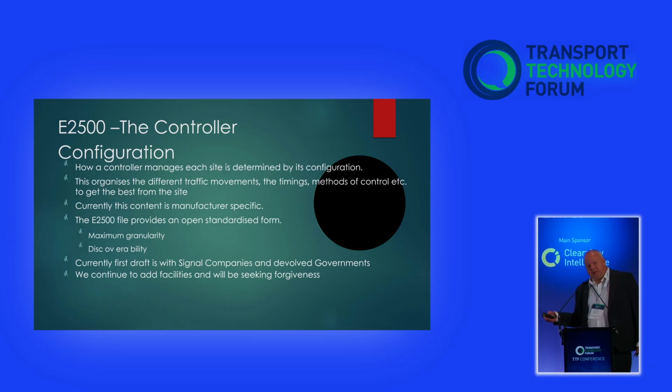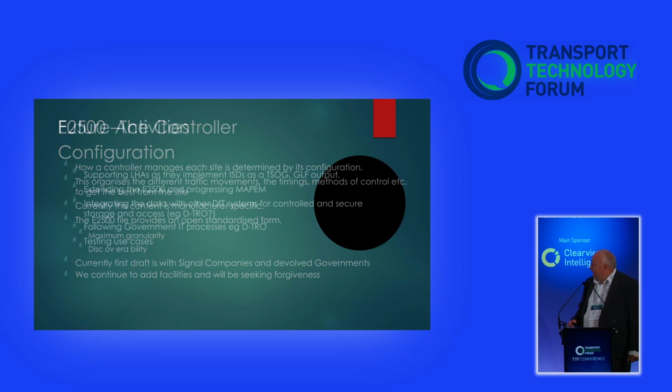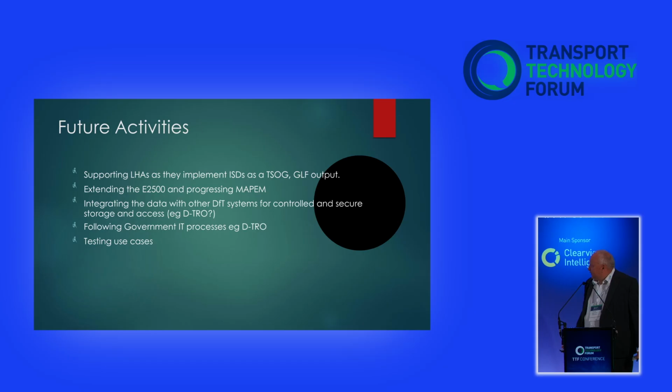So we've got a draft that's gone to the signal companies for them to look at and say, oh, change that, whatever. It's also gone to the devolved governments and TfL for them to look at. So we're continuing to add things, but if we've got it wrong, then we apologise and we'll fix it. But the main thing is that, as was said by Darren yesterday, we can't do this without your help. So what are the future activities?